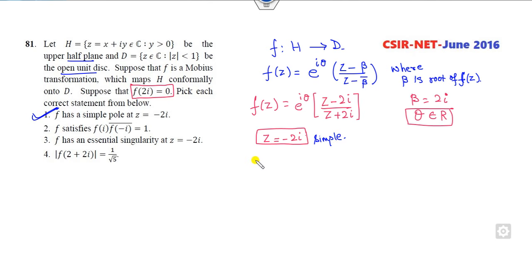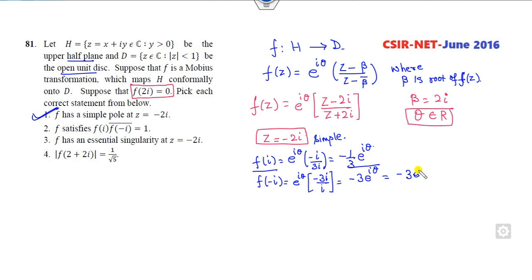Look at the second option. What is f of i? You can see e raised to the power of this, the numerator is minus i and the denominator will be 3i, so it is minus 1 over 3 times e raised to the power of this. What is f of minus i? If it is minus i, it is minus 3 over plus i, so it is minus 3 times e raised to the power of this. Now take the complex conjugate of this, which is minus 3 times this. Now multiply them. Once you multiply them, minus times minus is plus, so it is plus 1. Satisfied.